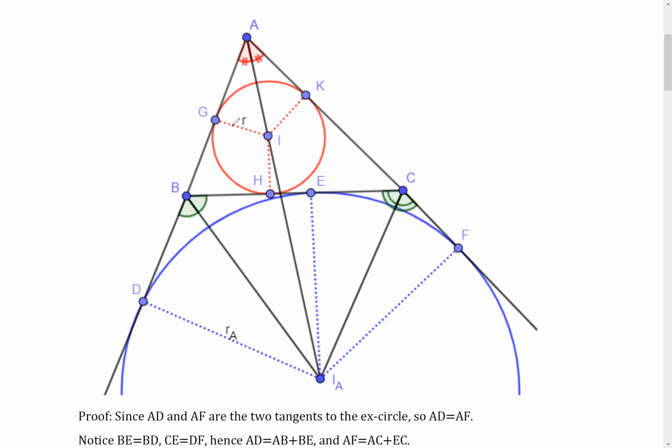Every triangle has an incircle that's tangent to all three sides, right? This red circle, center at I, the incenter, is tangent to AB, tangent to BC, tangent to AC.